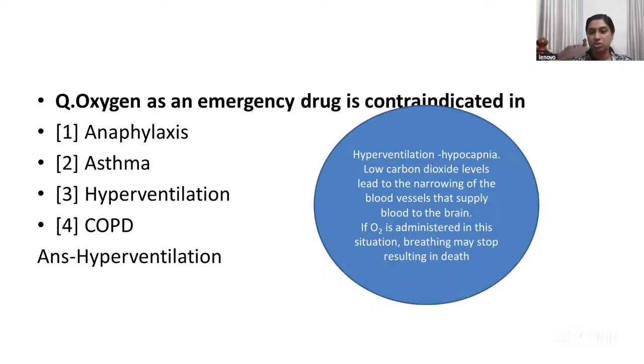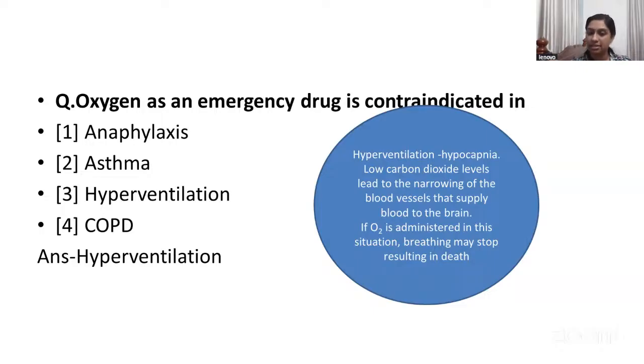dioxide levels. So it will lead to the narrowing of blood vessels that supply the blood to the brain. So what happens is hypocapnia, that means less amount of carbon dioxide. That is interpreted by the higher centers as ample amount of oxygen being received. So lesser amount of carbon dioxide means adequate oxygen is reaching the brain. That's what they are assuming.